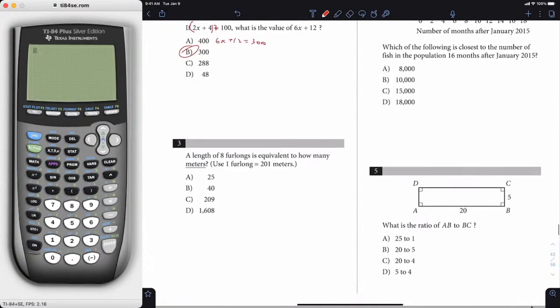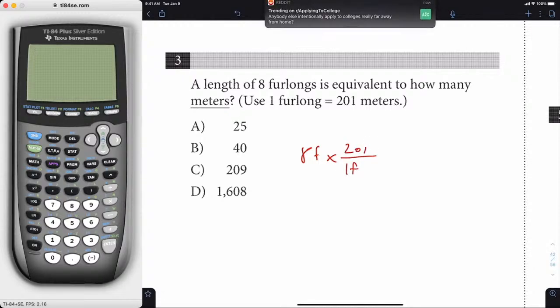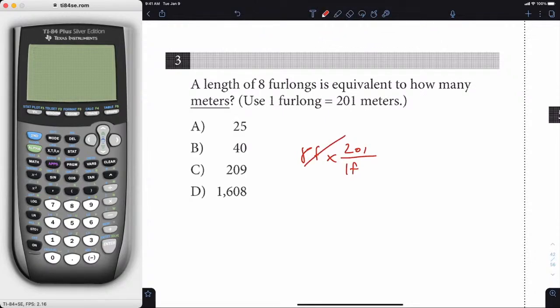Cool. A length of 8 furlongs is equivalent to how many meters? Okay, I'm going to go ahead and do some dimensional analysis. So 8 furlongs, I'm going to call it f, times 1 f on the bottom, equal to 201 meters. So furlongs are going to cancel, so 8 times 201, I'm going to put that in my calculator, that's going to be 1608, D.